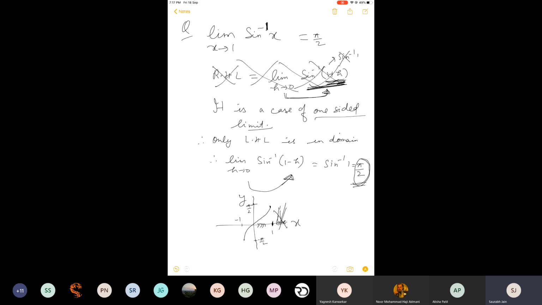What is happening when you are moving towards one? This height is constantly increasing only from the left side. The graph is there. As you approach one, just to the left of one, this height is constantly increasing and it is moving towards pi by 2. This is the meaning of this question.